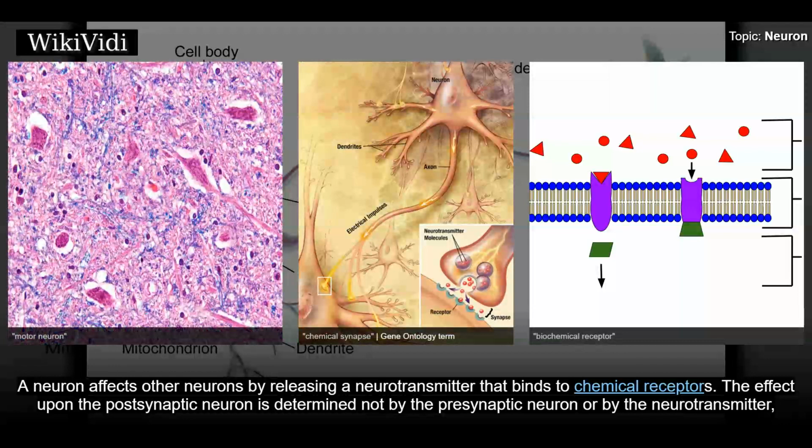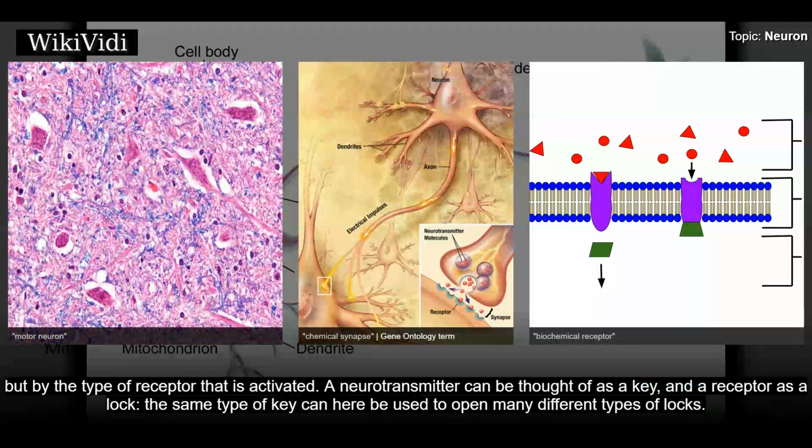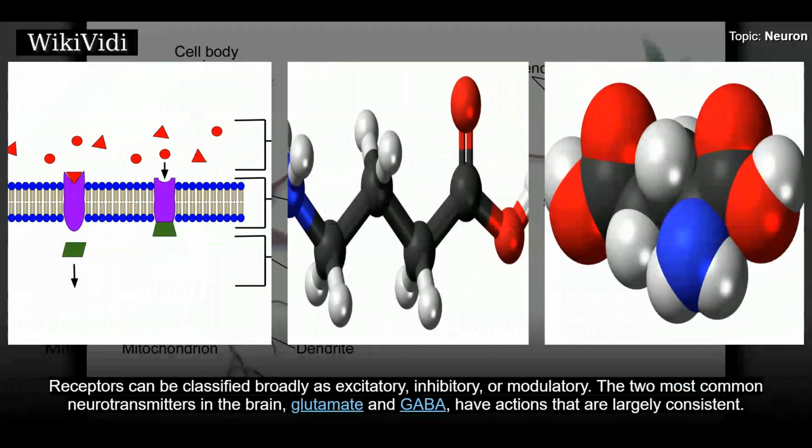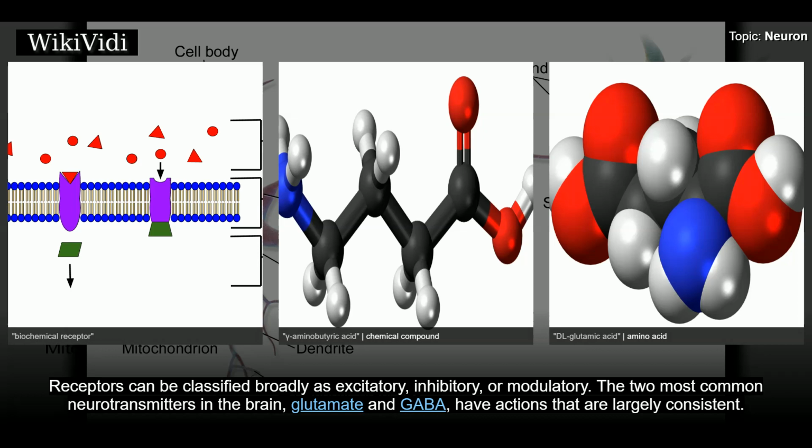The effect upon the postsynaptic neuron is determined not by the presynaptic neuron or by the neurotransmitter, but by the type of receptor that is activated. A neurotransmitter can be thought of as a key, and a receptor as a lock. The same type of key can be used to open many different types of locks. Receptors can be classified broadly as excitatory, inhibitory, or modulatory.